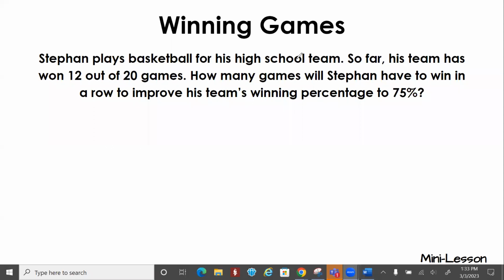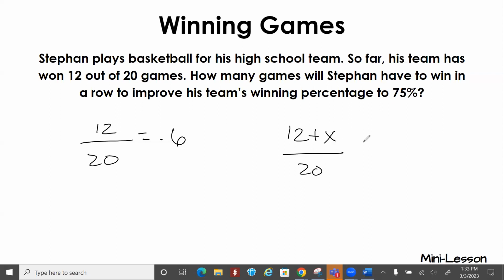Steven plays basketball for his high school team. So far, his team has won 12 out of the 20 games. How many games will Steven have to win in a row to improve his team's winning percentage to 75%? Right now, we got 12 out of the 20 games, right? So that's 60%. But we want to get to 75%, so we need to add some number of games out of the total of 20 to equal 75%.